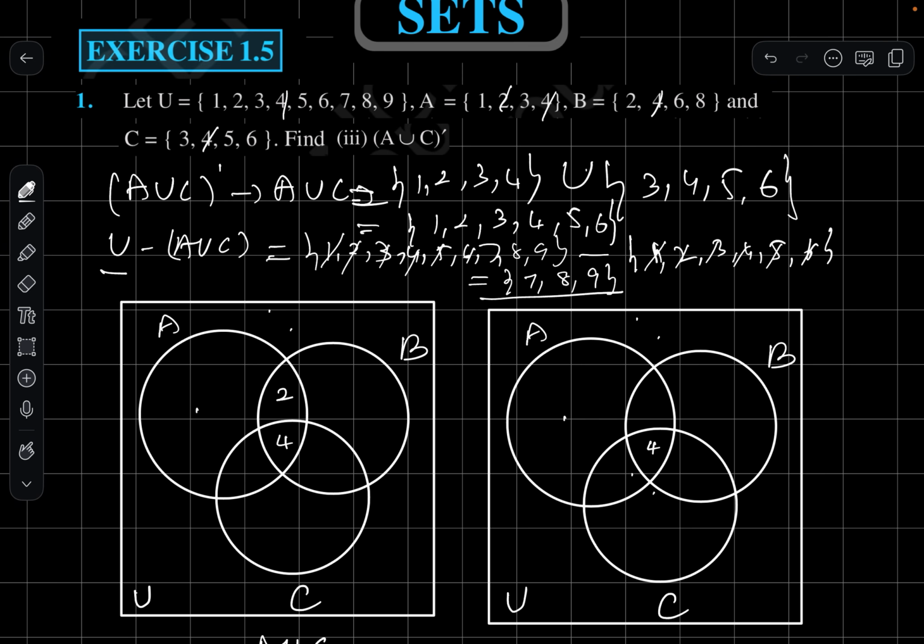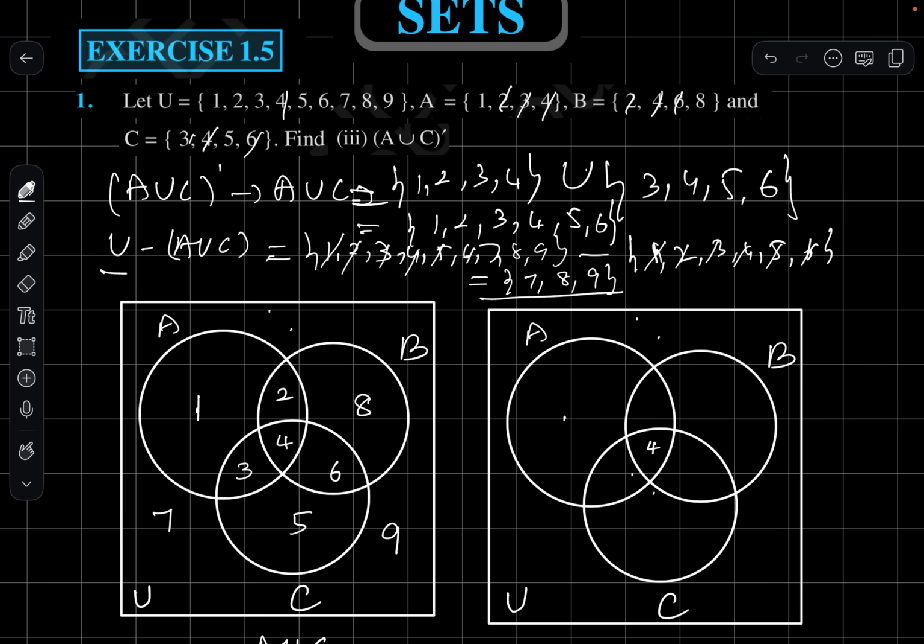2 also you can cancel in both. And what about B and C? 6 is in B and C, so 6 also gets cancelled. And what about A and C? 3 is common along with 4, so 3 also gets cancelled. Now what is remaining in A? 1. What is remaining in B? 8, and in C, 5. So 1 2 3 4 5 6. What are the remaining elements? 7; 8 is here and 9 goes in the universal set.